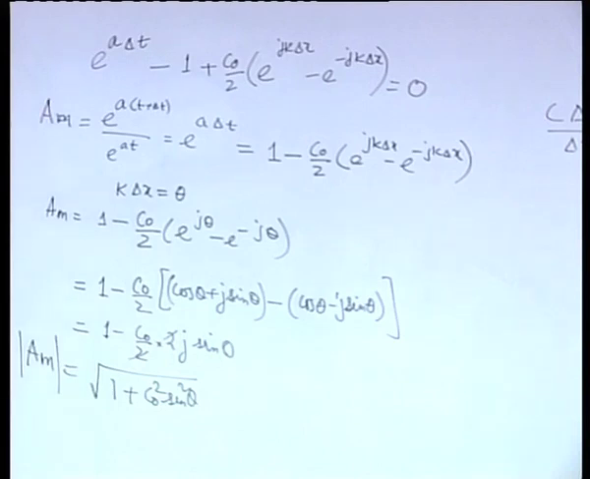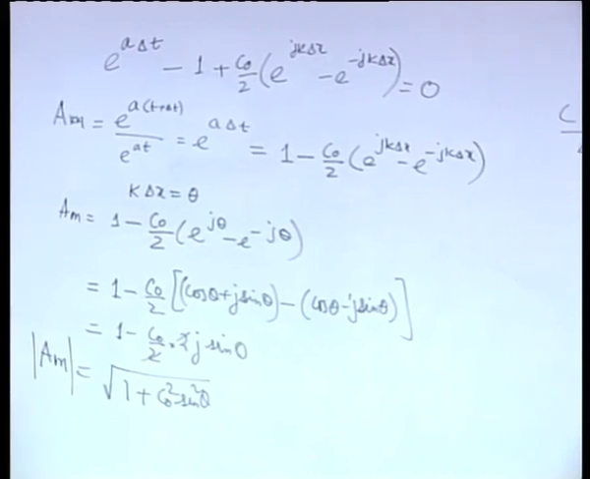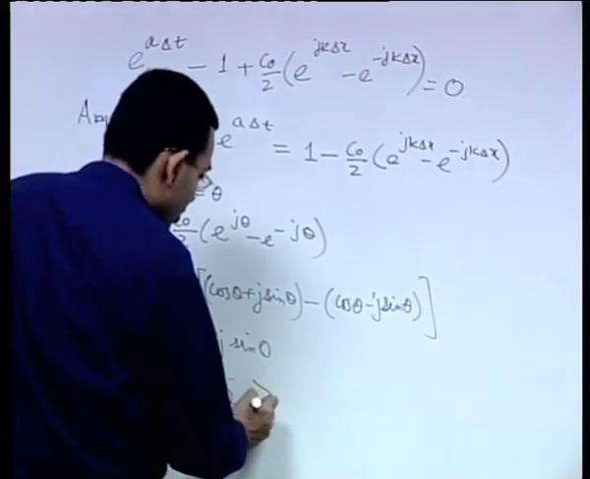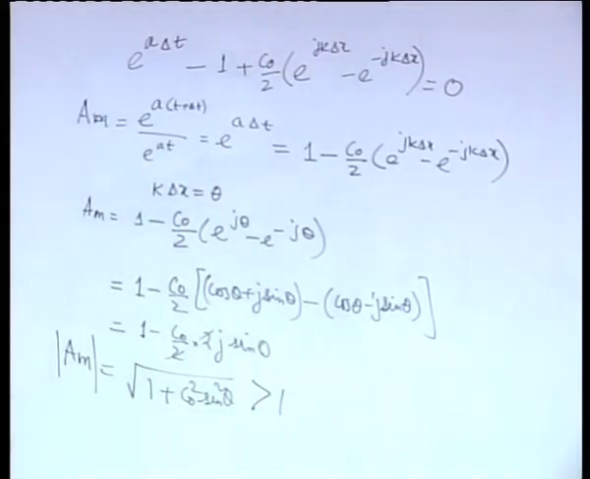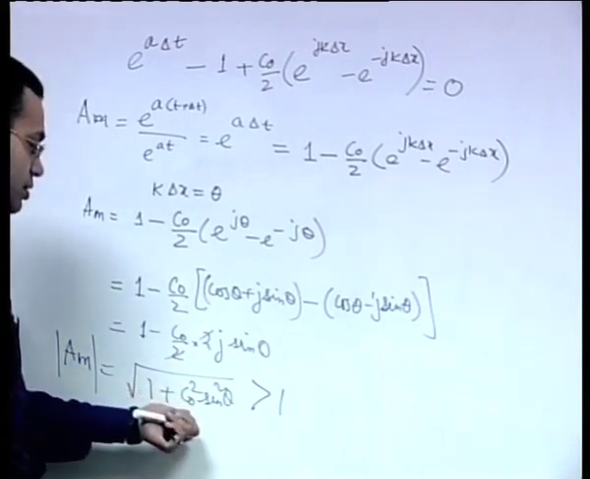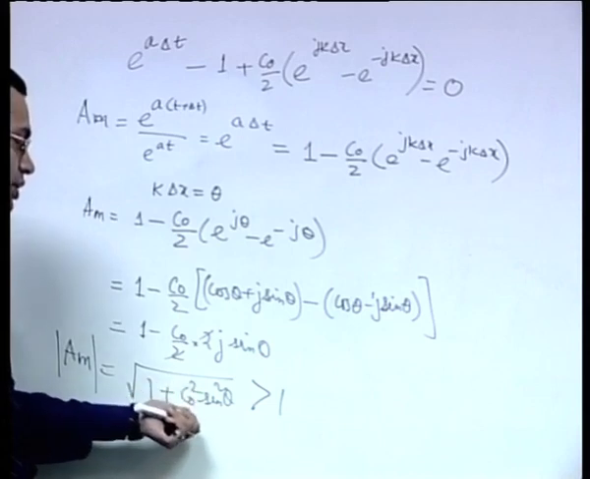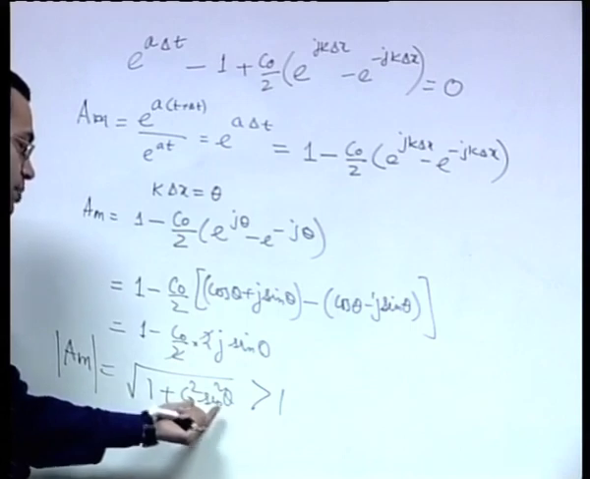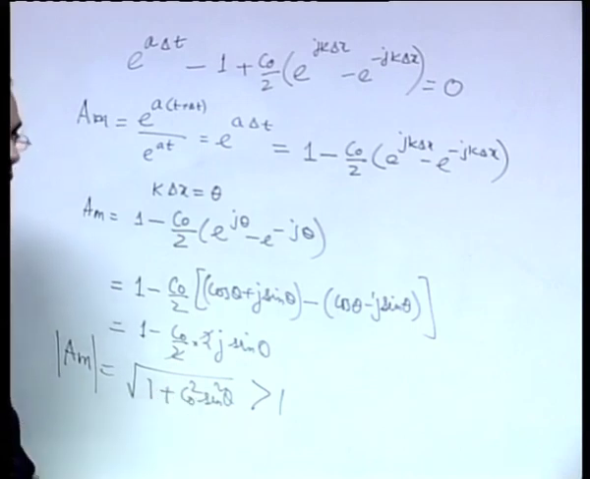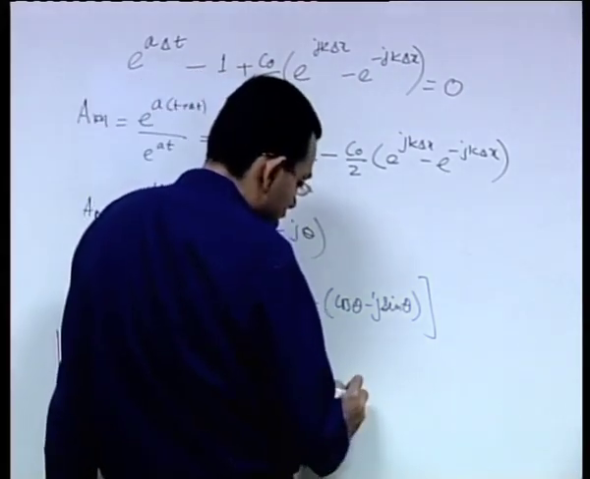So, what can we talk about its stability? It is unconditionally unstable because this is always greater than 1. The Courant number is C delta t by delta x, the square of that is positive, sin square theta is always positive, therefore this part is positive and it makes the total greater than 1. So, this scheme is unconditionally unstable.